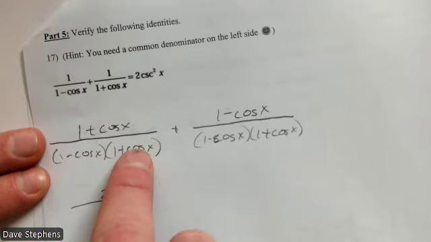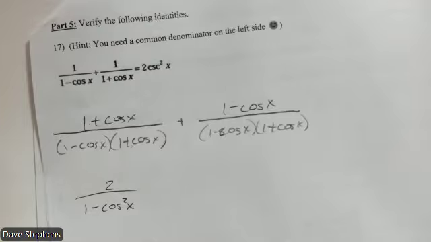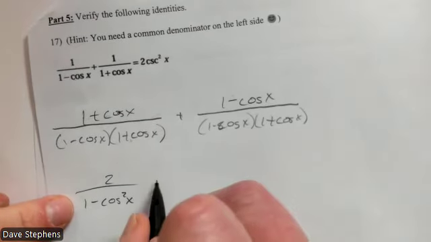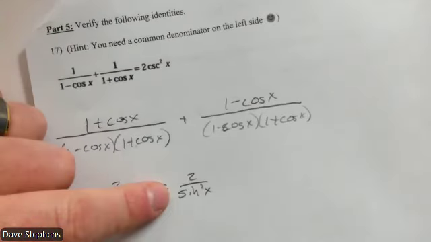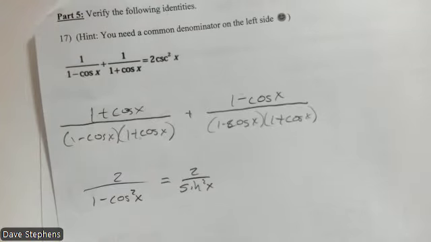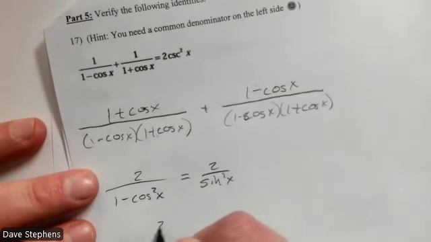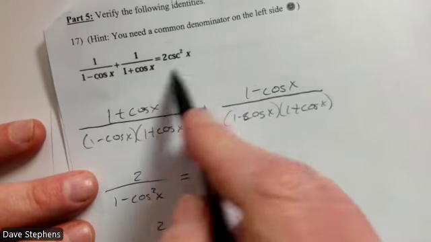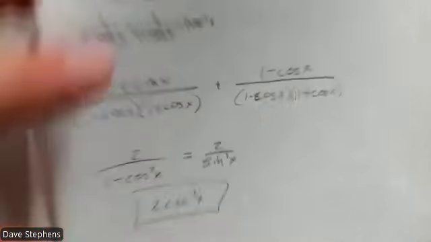The denominator is 1 minus cosine squared x, thinking about our difference of perfect squares, conjugates. So 1 minus cosine squared is sine squared, and we get 2 over sine squared x. And 1 over sine squared is cosecant squared, so that gives us 2 cosecant squared x. That's what we wanted. I shouldn't have put my equal sign; I should have just kept going down. My bad on that.